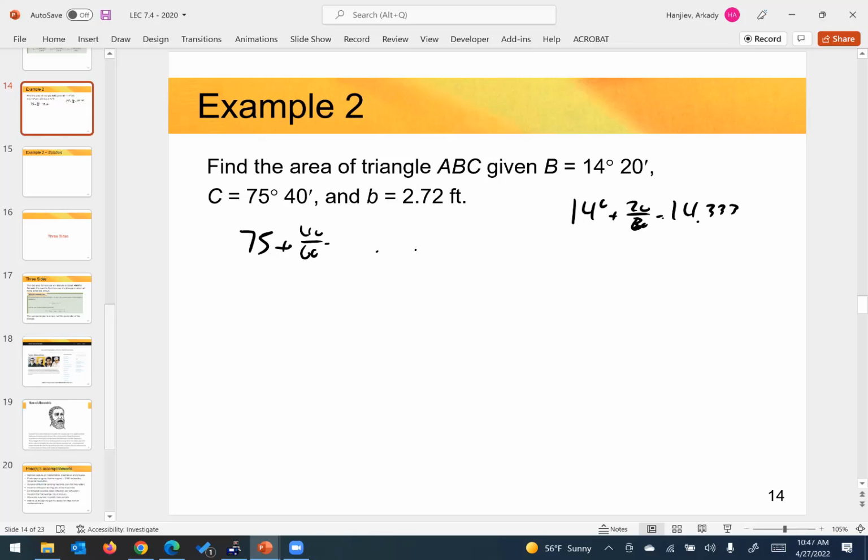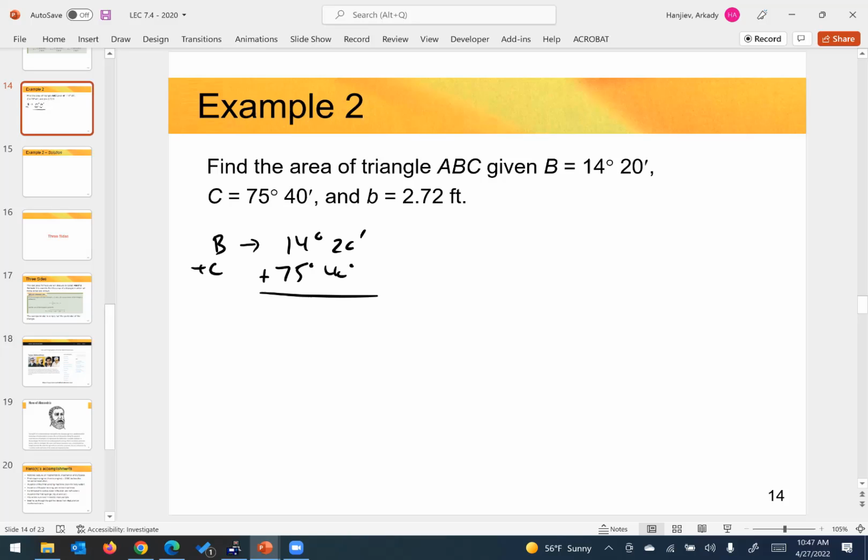Okay, so let's find the other angle together here. If you're going to add B and C together, this will be 14 degrees, 20 minutes. This will be 75 degrees, 40 minutes. You're going to add this up and then subtract it from 180. When you add this up, 20 plus 40 is 60 minutes, and then a 9 and an 8. And you know that 60 minutes gives you an extra degree, so you've got 89 degrees plus 1 extra degree to give us 90 degrees.